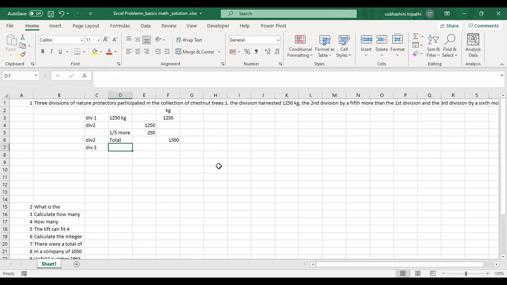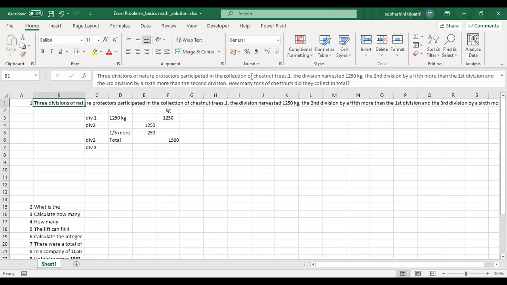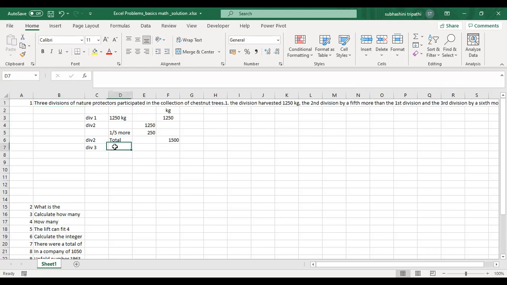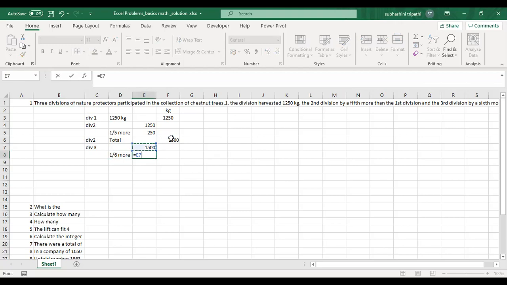Now what did division 3 do? Third division by a sixth more than the second division. So the third division did even better than the second division. They did as much as the second division, and they did 1 by 6 more. So this becomes this into 1 by 6. So again, this is 250 more. So how much finally did division 3 totally do?